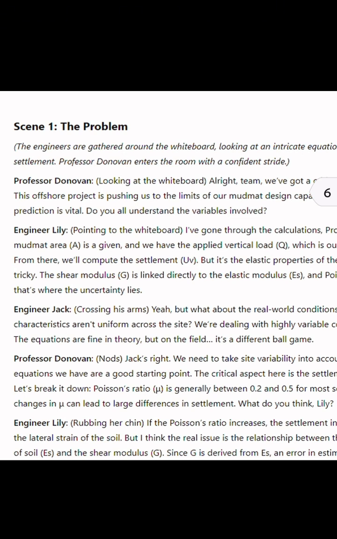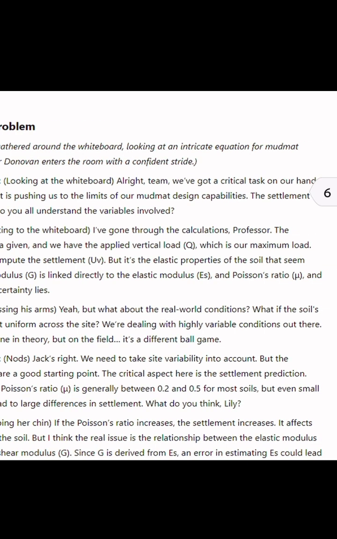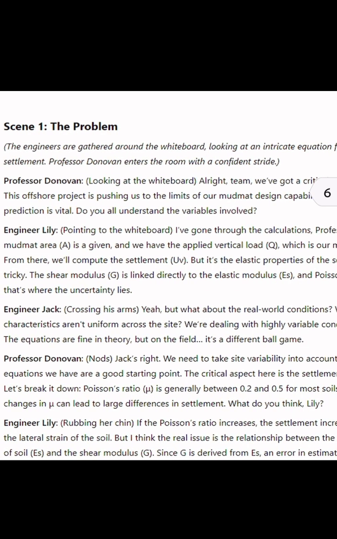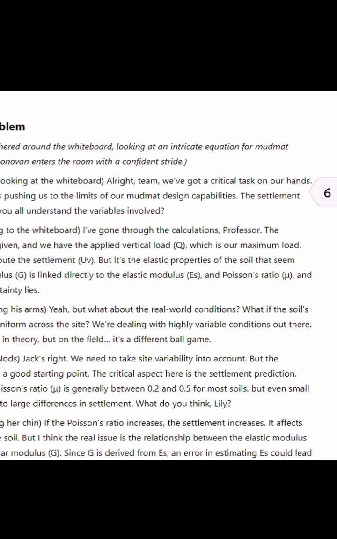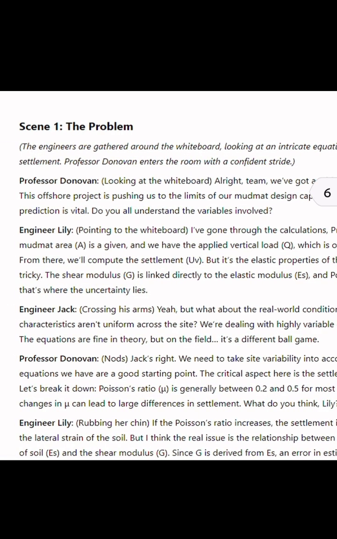The question asked by the professor is, do you all understand the variables involved? What are the variables involved in this one? Pointing to the whiteboard, I have gone through the calculations, professor. The Mudmat area is given, and we have the applied vertical load, which is our maximum load, and from there we will compute the settlement UV.